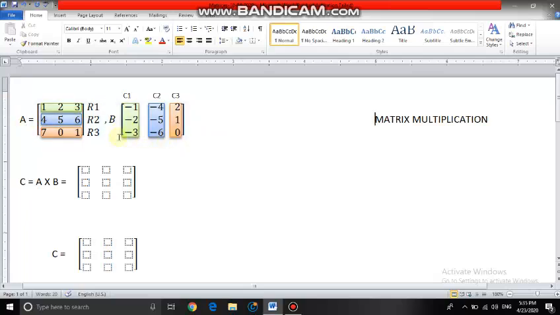Both are 3 by 3 matrices. A has 3 rows and 3 columns, and B also has 3 rows and 3 columns. Now for these two matrices, we have to find another matrix C, which is the product of A and B. Here I have written row 1 for matrix A: 1, 2, 3 is row 1, 4, 5, 6 is row 2, and 7, 0, 1 is row 3.